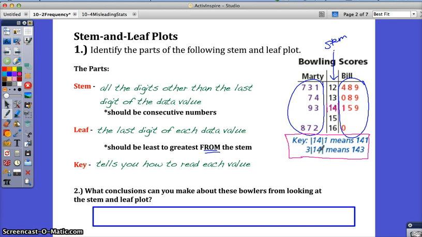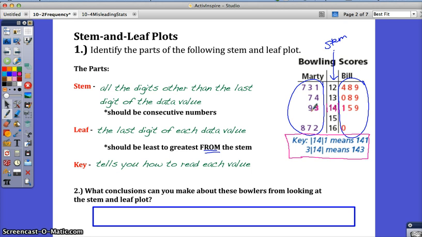And then they give you one on the other side with a 3, the 3, and then the bars and the 14. So the bars kind of signify what the stem is. This means a score of 143. So Marty bowled 143 in that row.